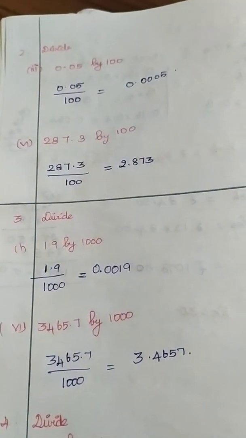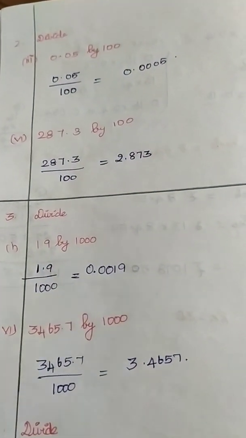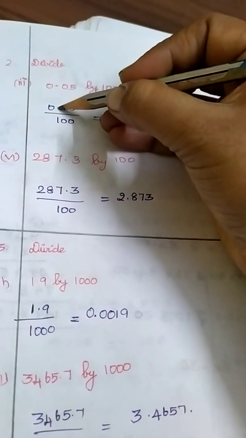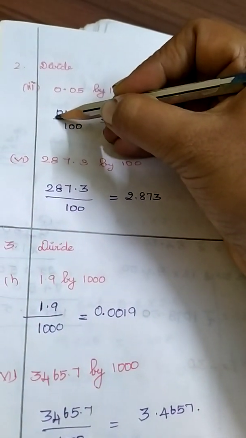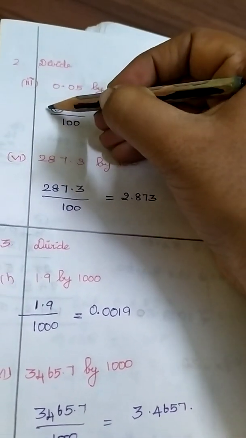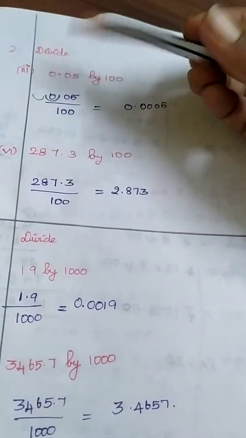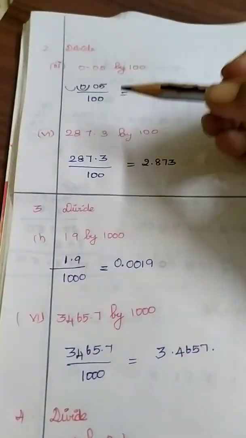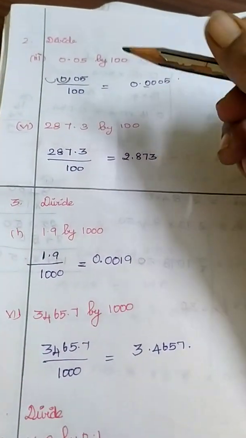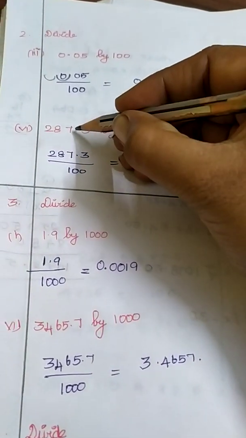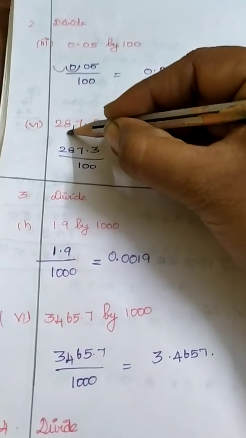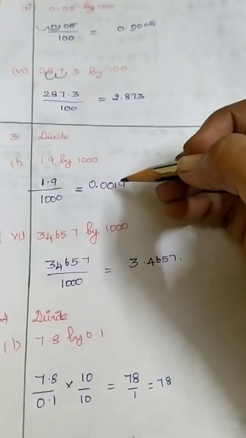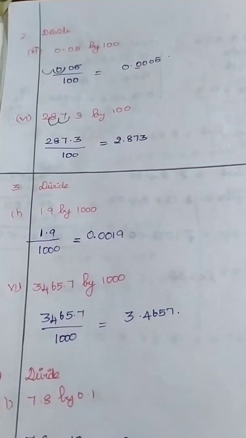Now second problem, third subdivision, 0.05 divided by 100. The first problem you learned had divisor 10, now it is 100. If you divide by 100, the decimal point has to move 2 digits towards the left. 1 step, again 1 step. If you don't have any number, you use 0. So 0.0005. Next, 287.3 divided by 100. You are going to move 2 steps, 1 step, 2 steps toward the left. So it is 2.873. The remaining problems are your homework.